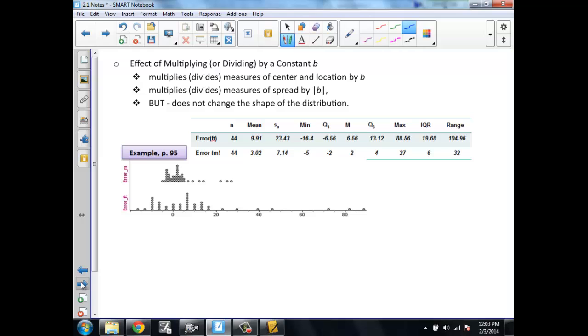When we multiply or divide by a constant, these change nearly everything. The only thing it doesn't change is the shape. You'll notice from here to here, it's still skewed to the right. It is more spread out. The shape stays the same.